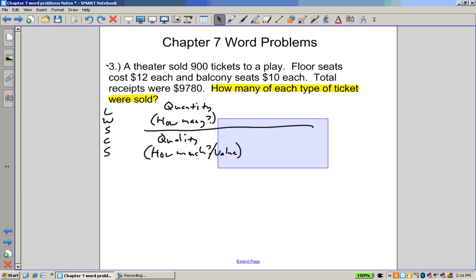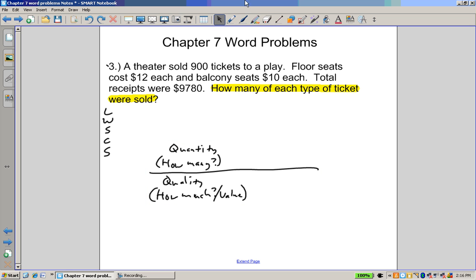Now, before I go ahead and write those equations, I do need to define my variables. So a theater sold 900 tickets. There's floor seats. I'm going to say let F equal the number of floor seats.